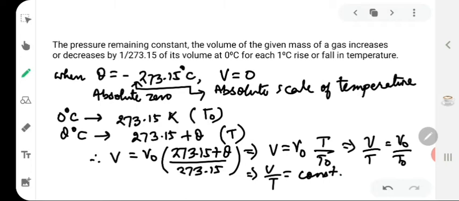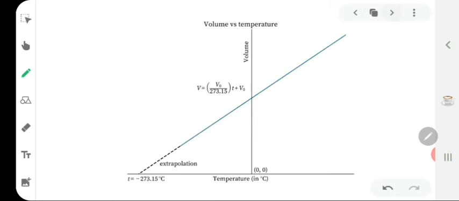So now we can say that, the pressure remaining constant, the volume of the given mass of a gas is directly proportional to its absolute temperature. This is the graphical representation between V and T.